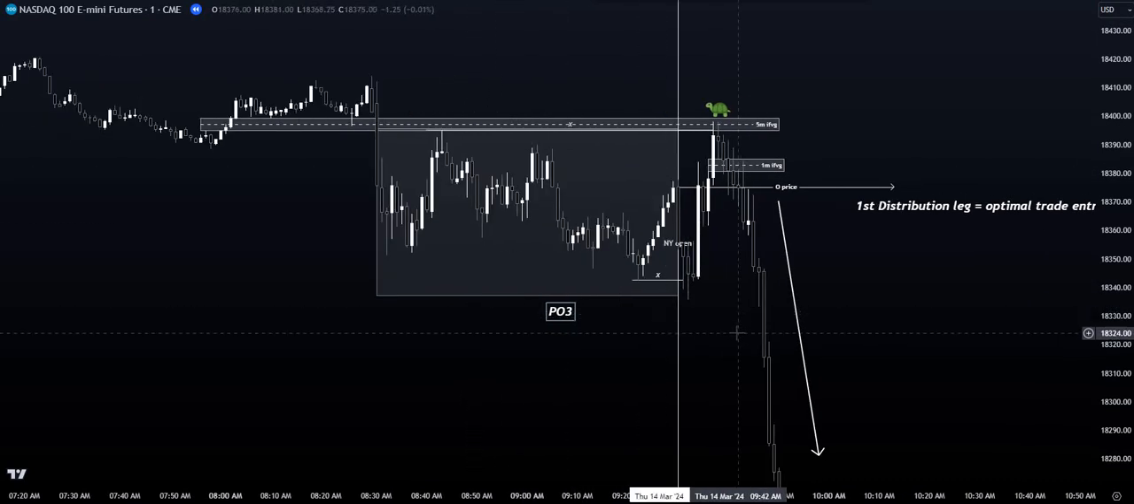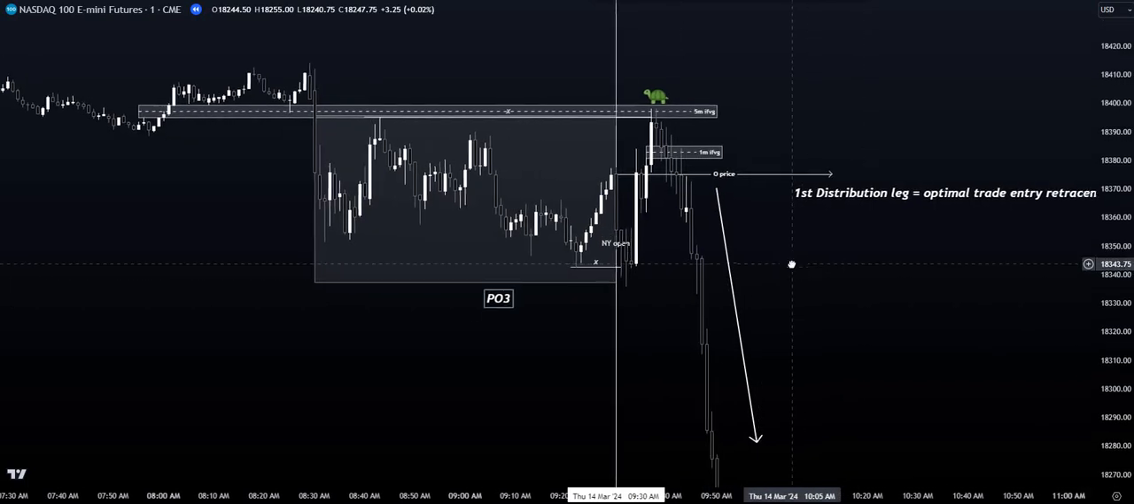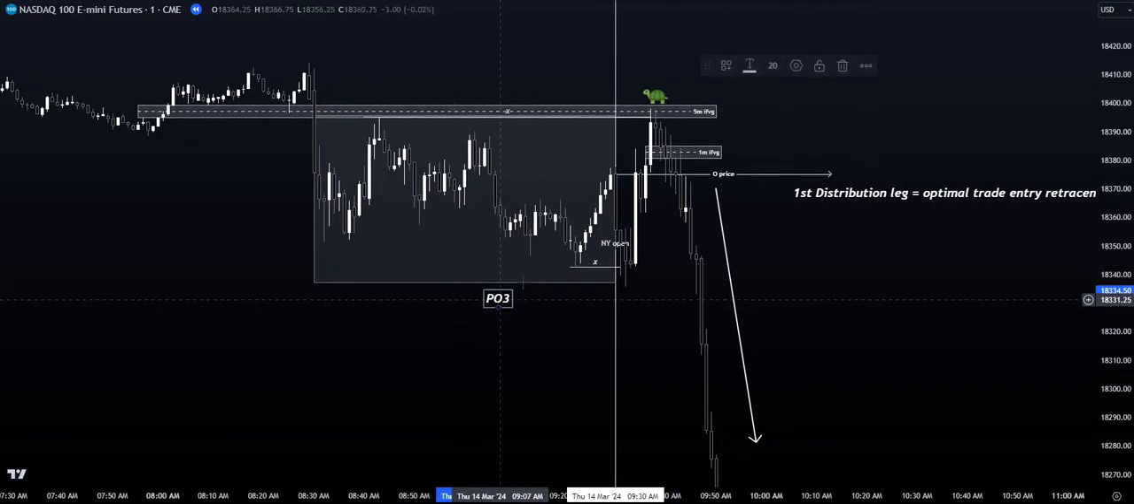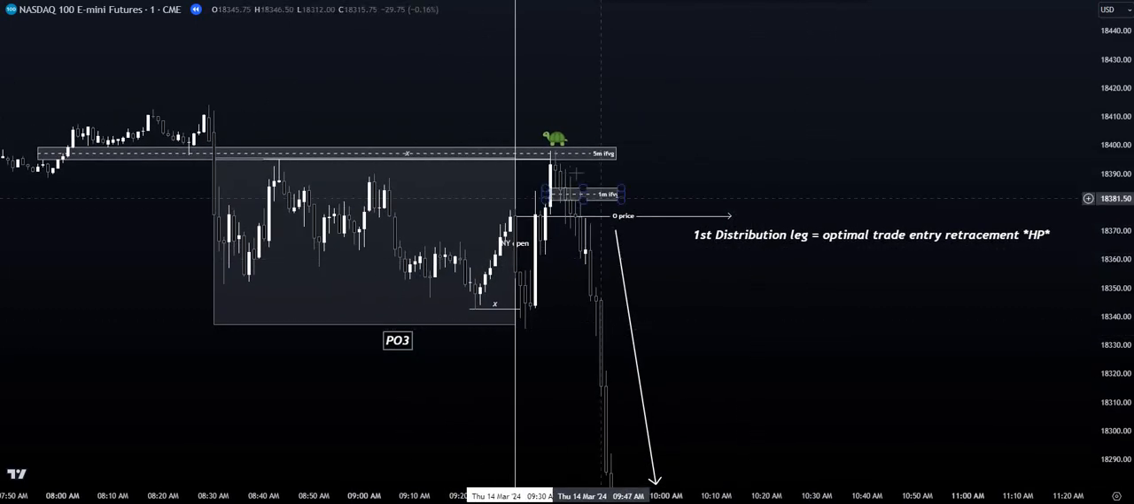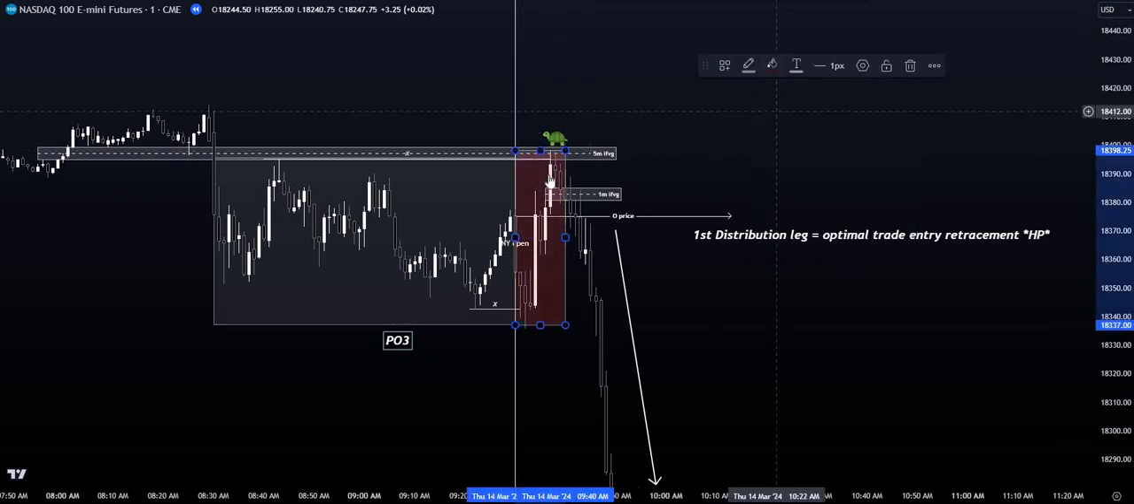And what is consolidation also known as? Accumulation. See where I'm going with this? You see where I'm going with this, guys? So, we start off with accumulation. Now, what's the next step of the power of 3? Manipulation, right? So for manipulation, if we are bearish, we want to manipulate higher, right? We want to manipulate higher.